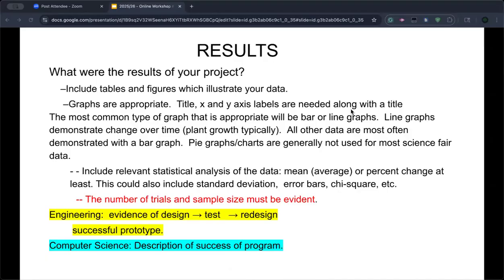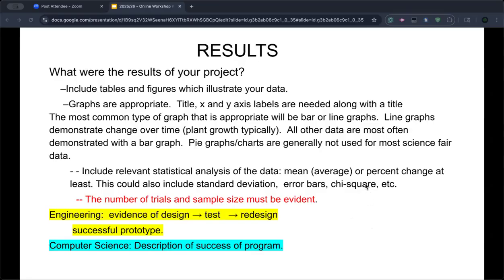So this could mean the mean, percent change, and you could put standard deviation, error bars, chi-square. And if you're doing a computer science project, you could put sensitivity and recall and all that stuff. And for engineering, you want it to be evidence of design, test, redesign, and a successful prototype. So make sure to keep that in mind.